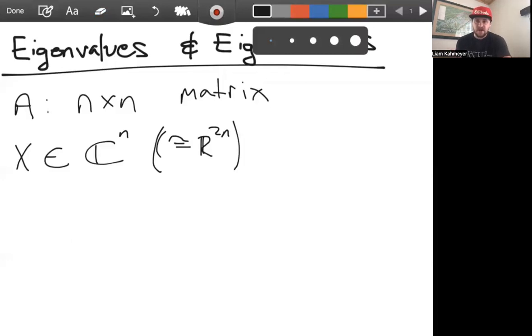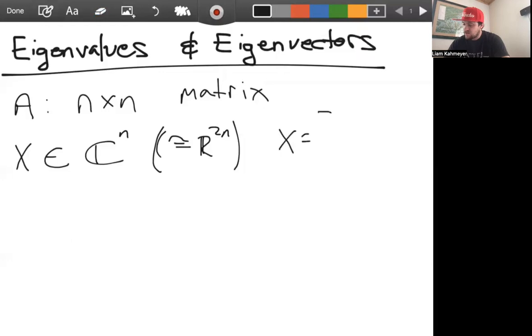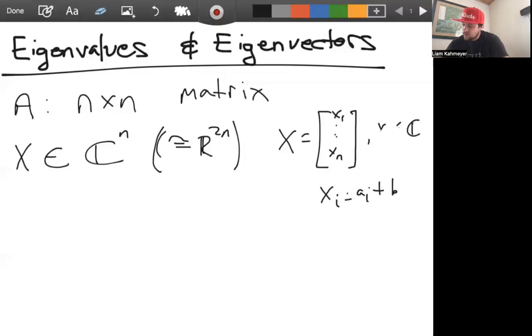And so what does this mean to have a vector living in this space? Well, that means x is still x1 through xn, but now where xj is an element of the complex numbers, right? So xj could be like a_j plus b_j. Let's use j, since we're using i to denote our unit imaginary number here. So xj would be equal to a_j plus i times b_j here. Okay, so basically we just have an n-dimensional vector with entries in the complex numbers.